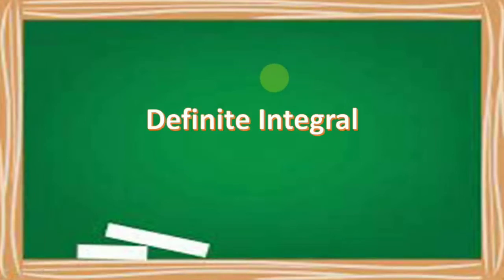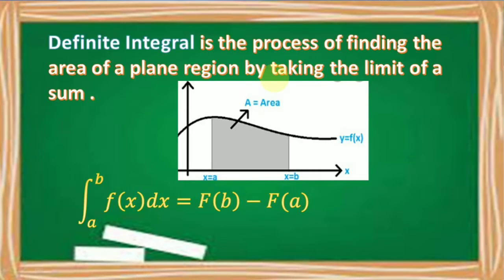Let us discuss the definite integral. Definite integral is the process of finding the area of a plane region by taking the limit of a sum, denoted by the integral of a positive function from a to b, which is equal to the antiderivative of b minus the antiderivative of a, where a is the lower limit and b is the upper limit.